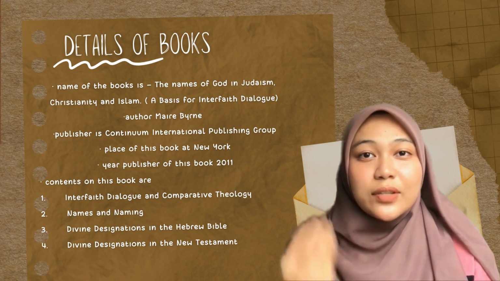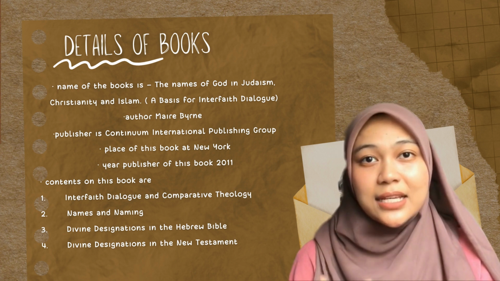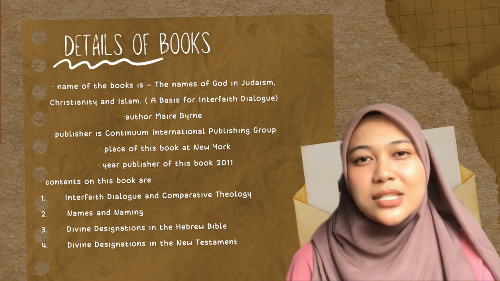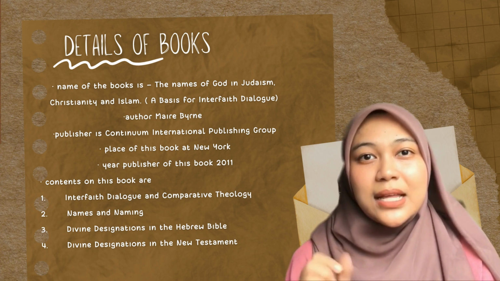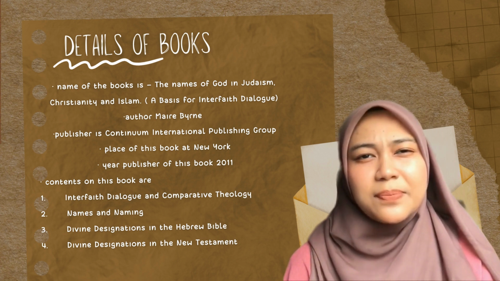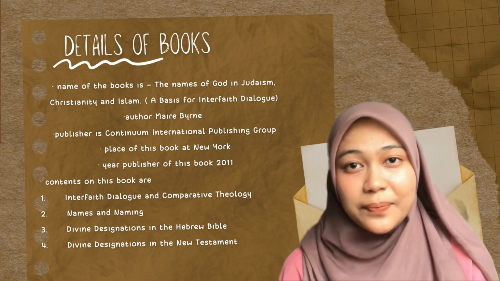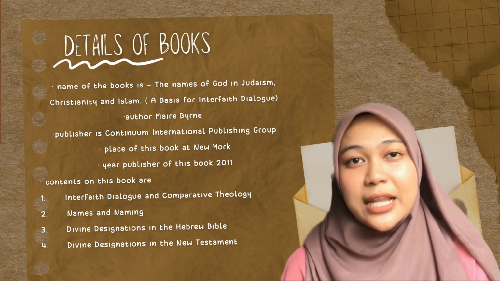Okay, the name of the book is The Names of God in Judaism, Christianity, and Islam: A Basis for Interfaith Dialogue. The name of the author is Meerbury. The name of the publisher is Continuum International Publishing Group, and the place of publication is New York. The year of publication of this book is 2011.